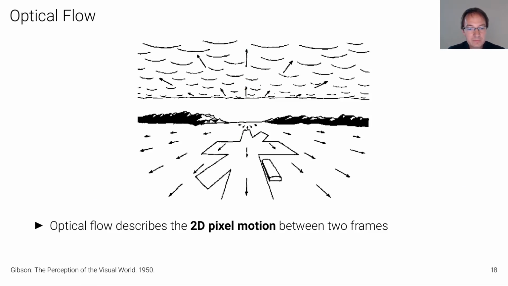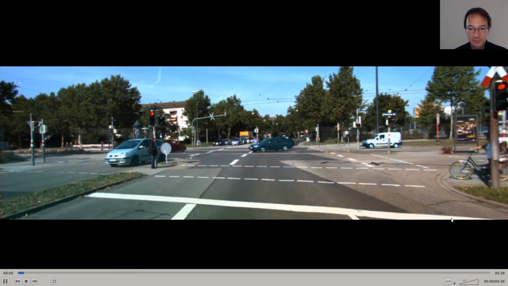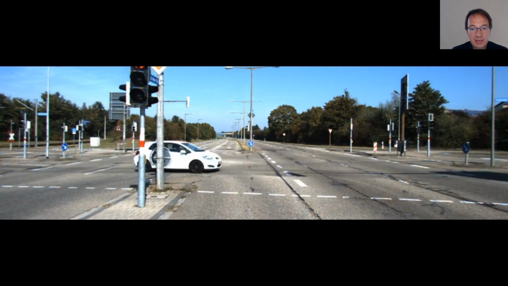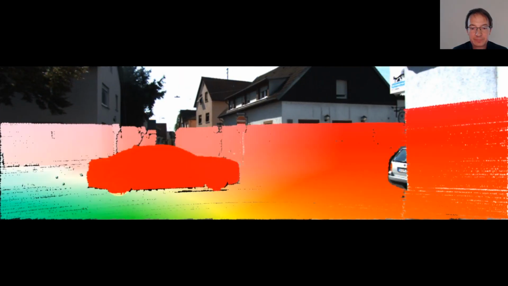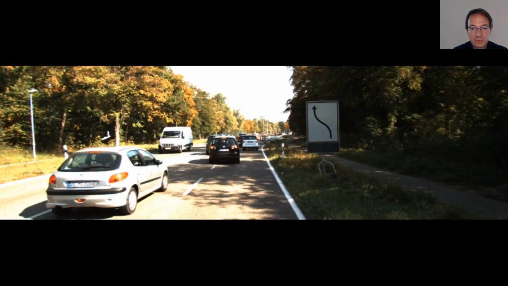Optical flow describes the 2D pixel motion between 2 frames, as illustrated here in this famous example from Gibson. And optical flow contains information about both the 3D geometry of the scene as well as the 3D motion. Here's an example from the KITTI dataset where the optical flow fields are color-coded. The color indicates the direction of the optical flow, and the saturation indicates the magnitude of the optical flow. What you can see is that objects easily stick out of these optical flow fields.